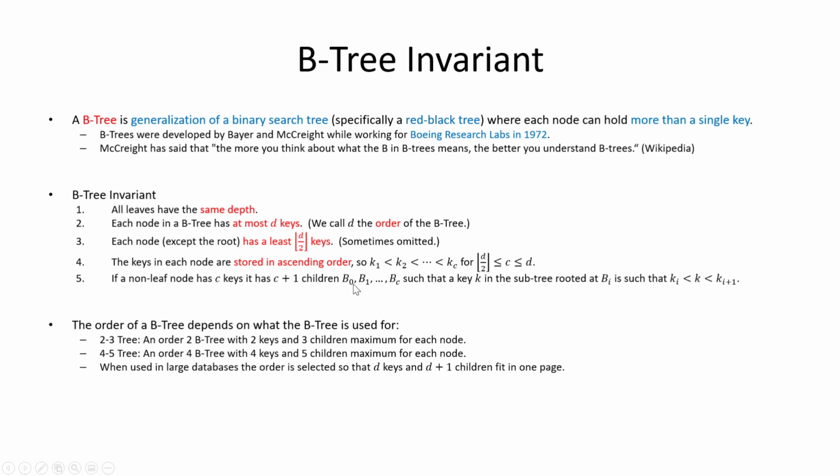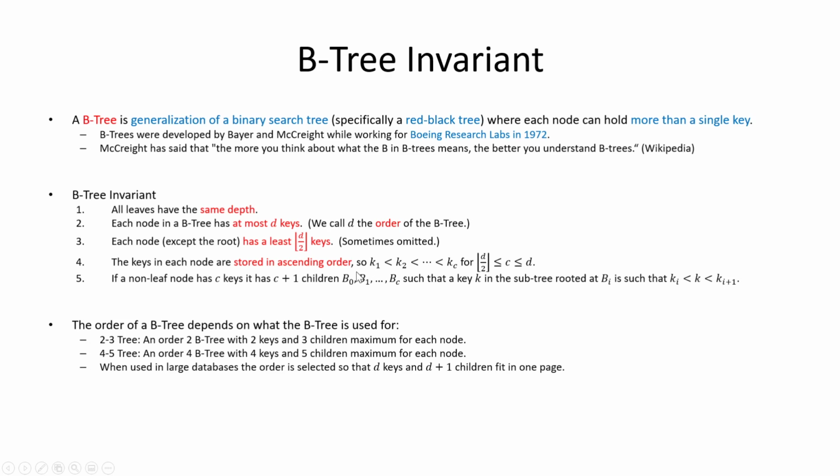And so I'm going to call them B0 up to BC. Okay, so B0 comes before K1, B1 comes between K1 and K2, and that's because the binary search tree invariant that we're going to rely on here is that if you have any key K and it's in the subtree rooted at Bi, then the value of that key must be between Ki and Ki plus 1.